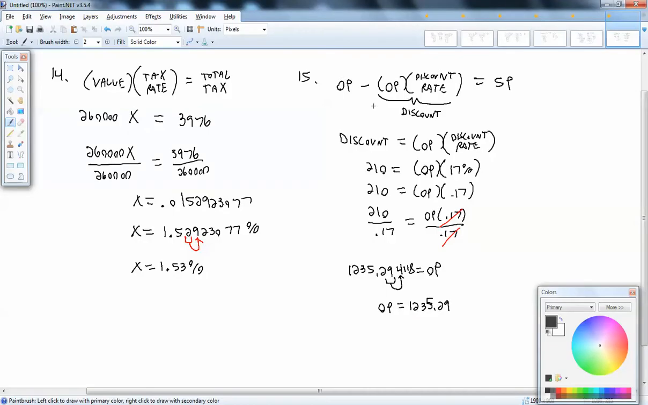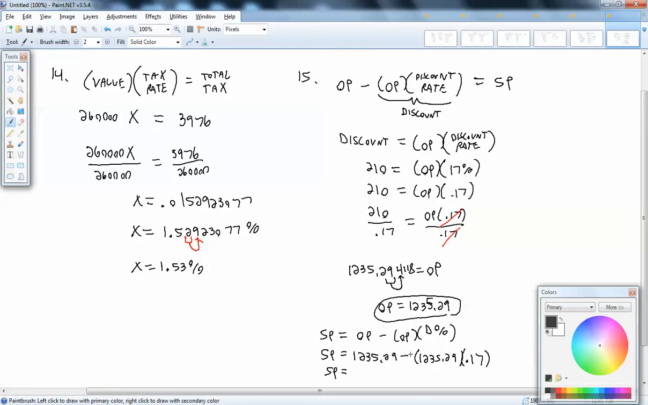What was the sale price? Okay, so now we know OP, and we know the discount rate. So the sale price, that's our first answer, is equal to OP minus the original price times the discount percent, the discount rate. I was just getting lazy and didn't want to write discount rate down. Original price we just said was 1,235.29 minus 1,235.29 times my discount percent, which is 17%. I'll go ahead and put it in decimal form.